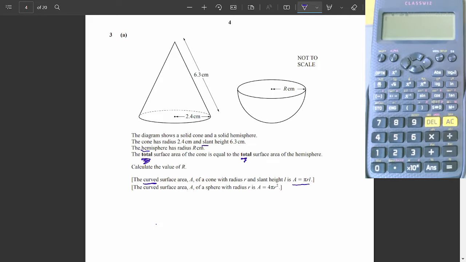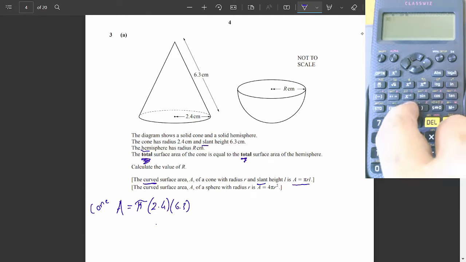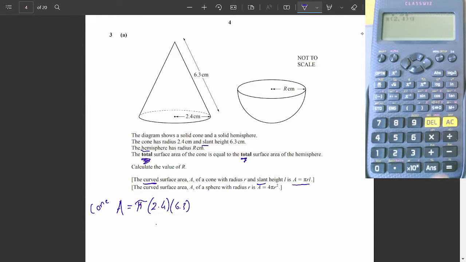So let's start with the cone. We know the surface area of the cone is pi R L. So pi, the R is the radius, which is 2.4. They've given that to us. The L is the slant height, which they've given to us, 6.3. We can hammer that into a calculator, pi times 2.4 times 6.3, and it gives us an answer. That's the decimal answer, which is quite big.